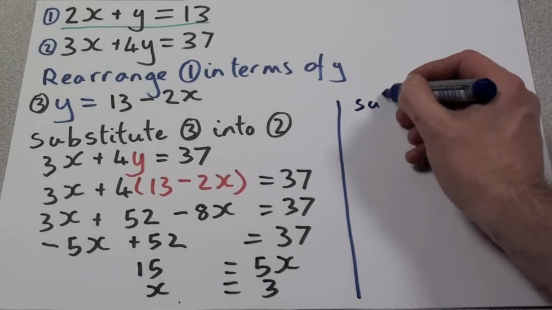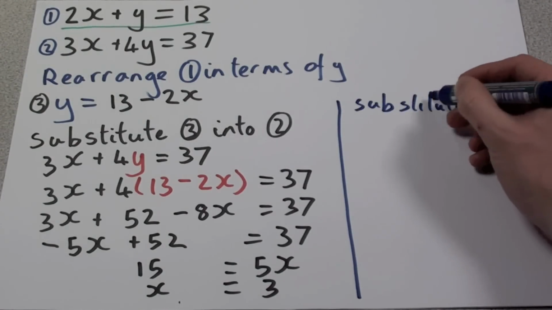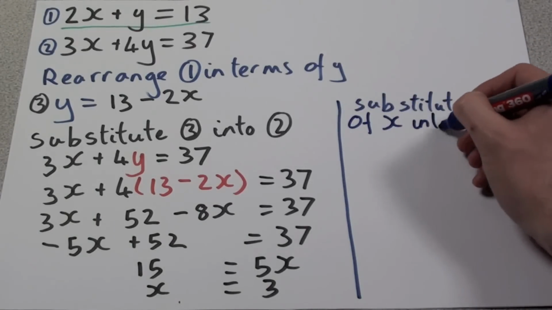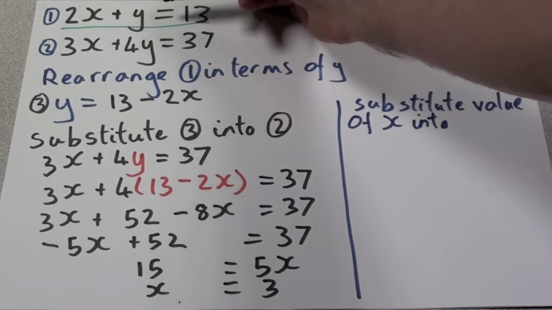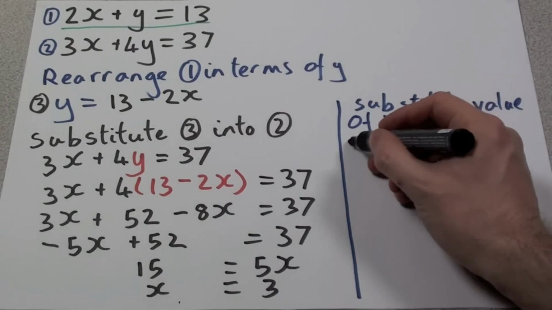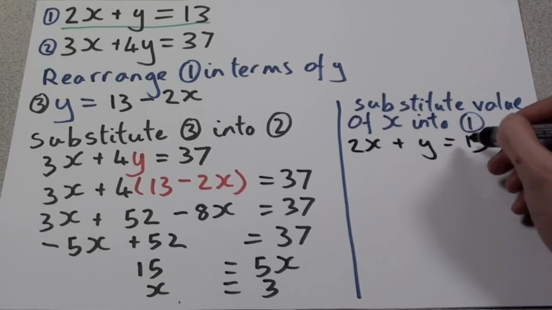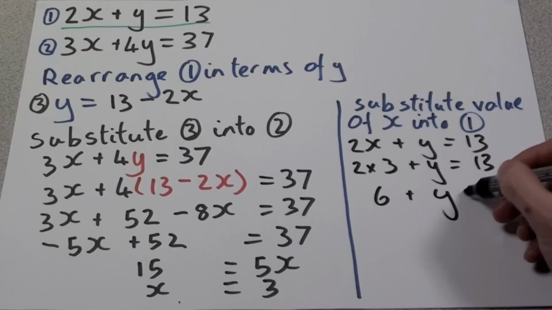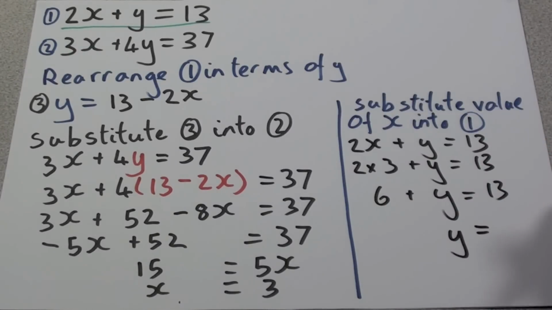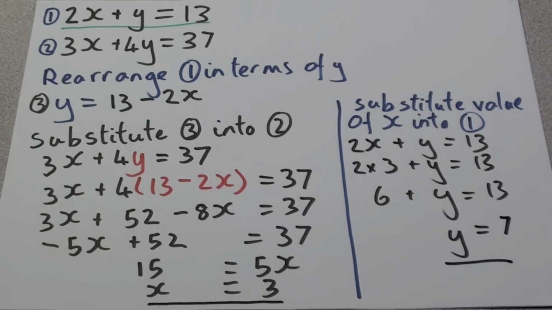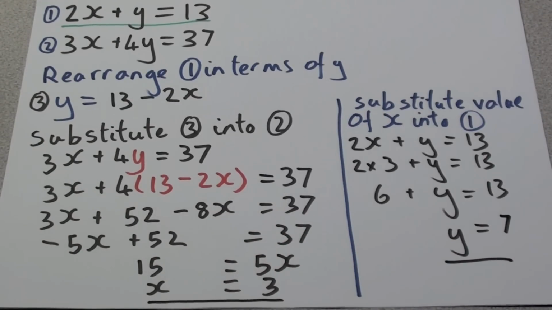Now that I know what x is, I can actually substitute my value of x into either of my two equations to find out what y is going to be. Either works. I'm going to choose number 1. So 2x plus y equals 13. 2 lots of 3 plus y equals 13. So 6 plus y equals 13. Y has to equal 7. So there's both of our solutions. And these are the unique solutions for both examples.